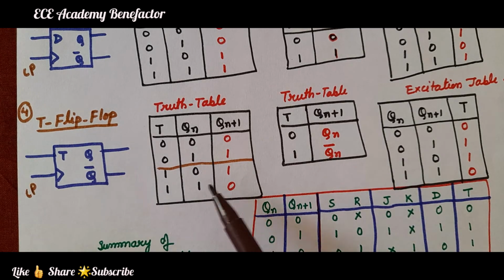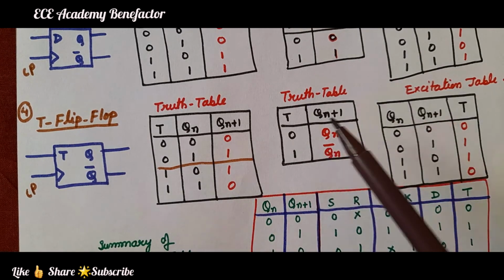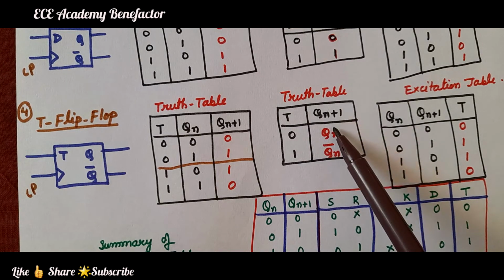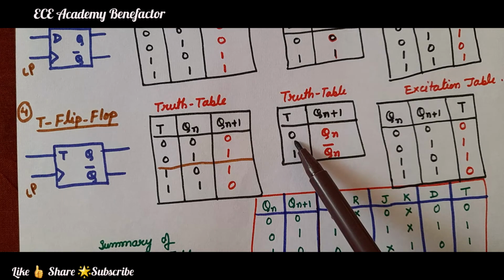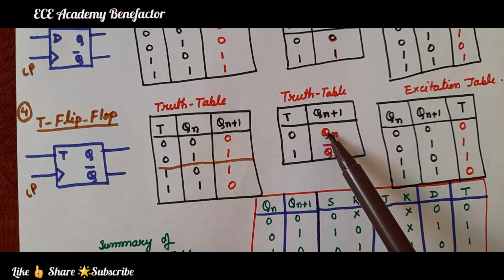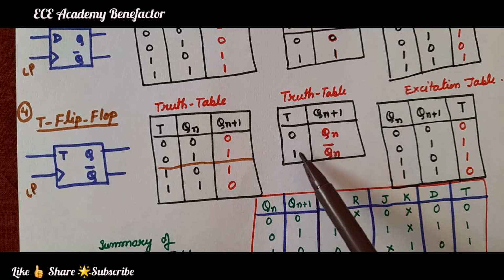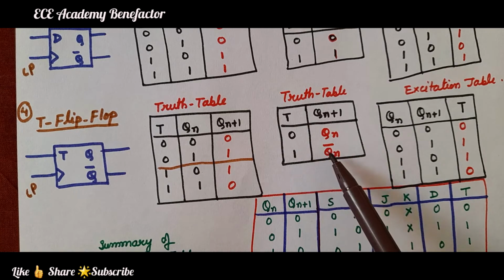This truth table can be written in this form. The input is T, Qn plus 1 is the output. So, when T value is 0, the output is the same as Qn, no toggling. T is equal to 1, it causes toggling. Toggling means Qn bar.